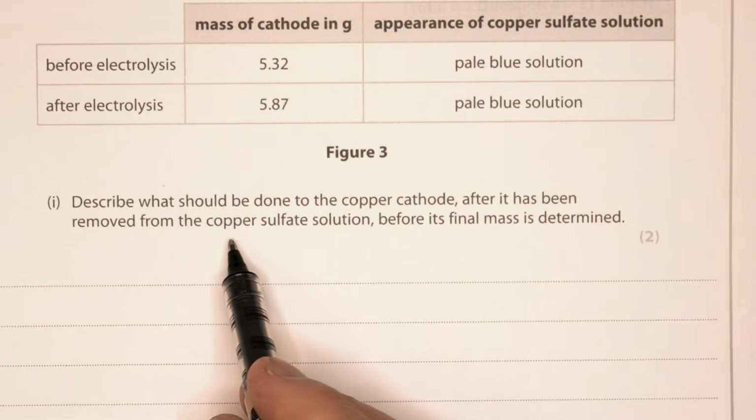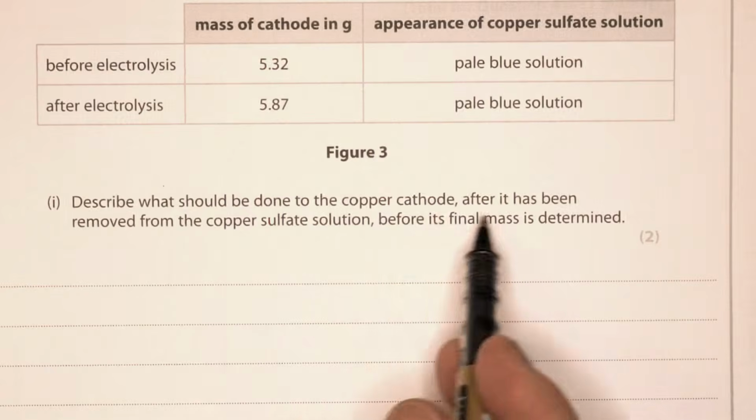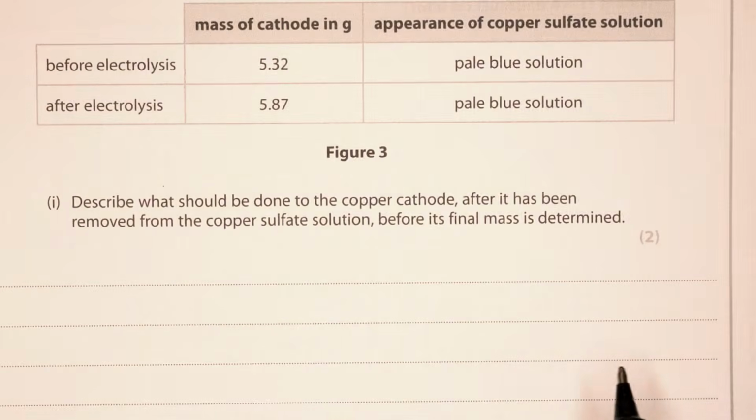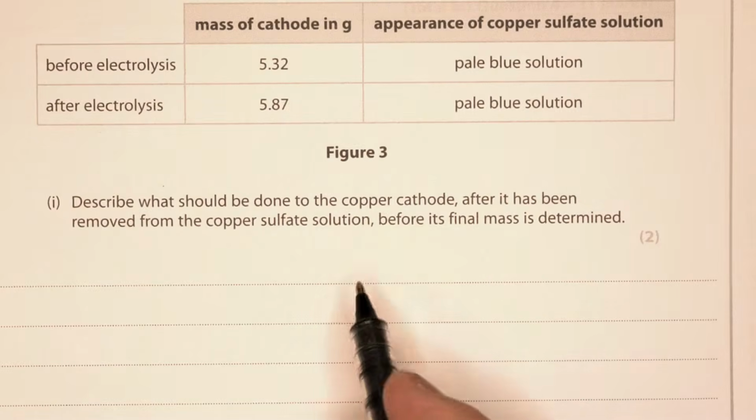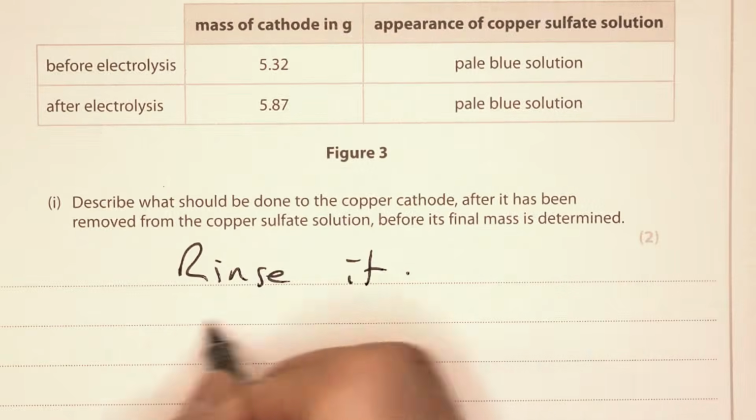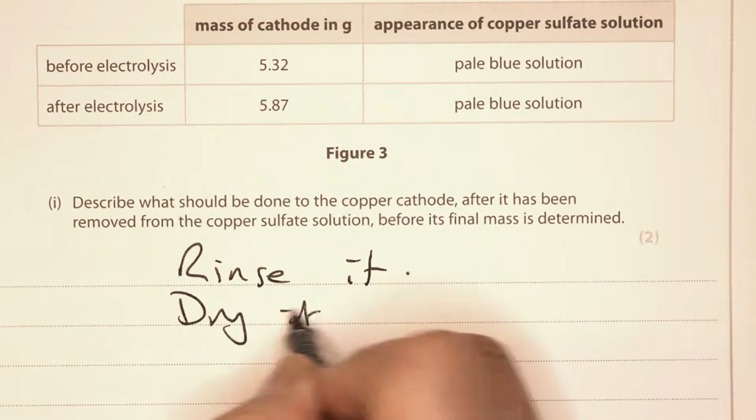It says describe what should be done to the copper cathode after it has been removed from the copper sulfate solution before its final mass is determined. Well, it might have some of that solution on it. So the first thing you need to do is rinse it, and then we need to dry it with a paper towel.